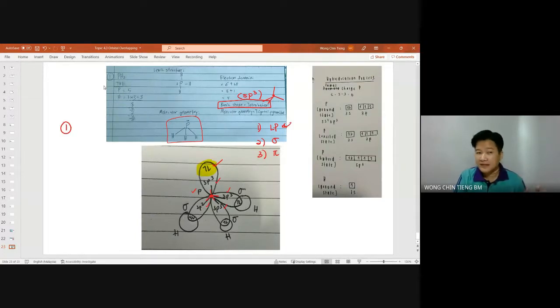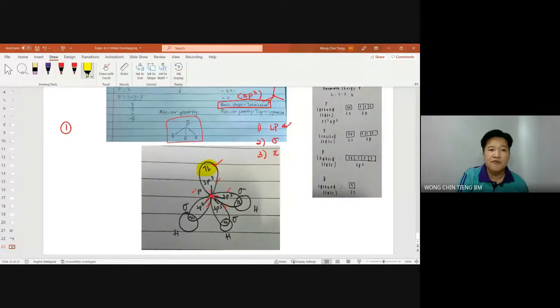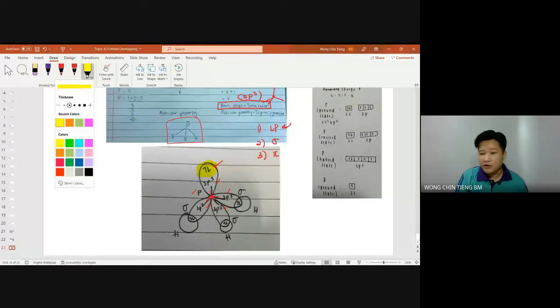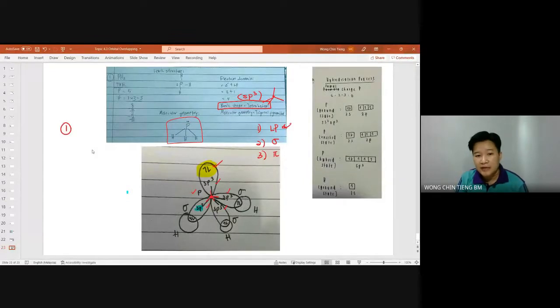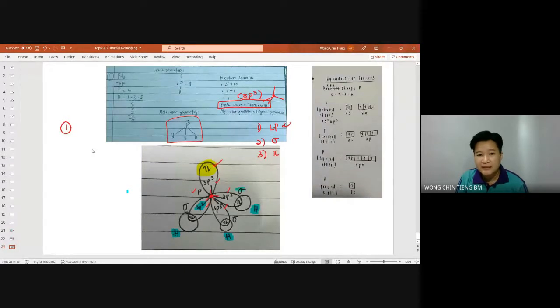Okay, selesai isu tu. Next, kita akan fokus pada sigma. Nak fokus pada sigma macam mana? Kita akan tengok sp3 akan overlap dengan H. Dan sayang, iat sendiri. Apa yang iat tertinggal dalam ni? Yang lain? Just 1 second. Iat?